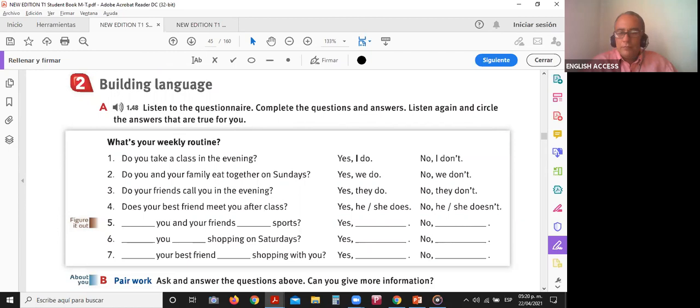What's your weekly routine? This is the question. You have a weekly routine. Weekly means all the days of the week. And you repeat the routine this week and the next week and so on. So it's a weekly routine. What is your weekly routine? Here are the questions. 1. Do you take a class in the evening?